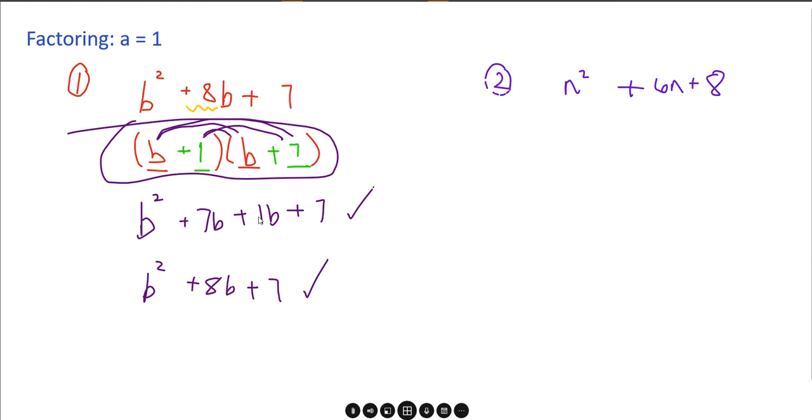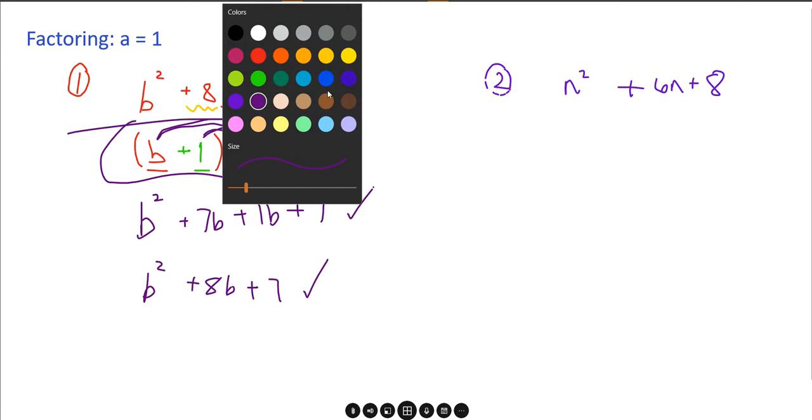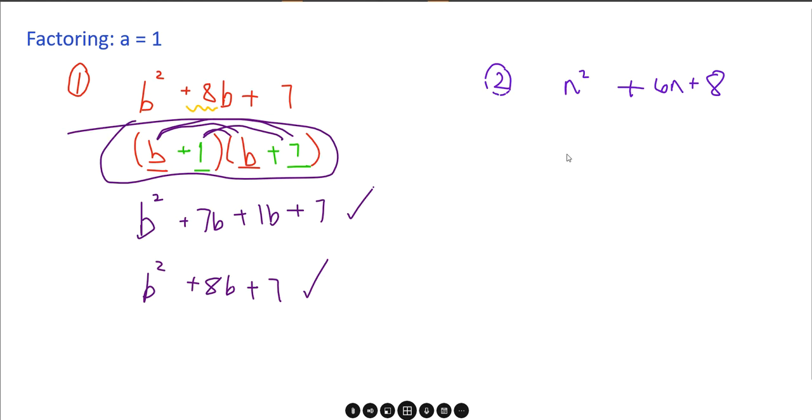This down here is checking my work. Okay? So the goal is to simply write our answers as 2 binomials multiplied together. Let's go ahead and try the next one. I think I'm also using purple over here. For this one, I've got n's, n squared plus 6n plus 8.